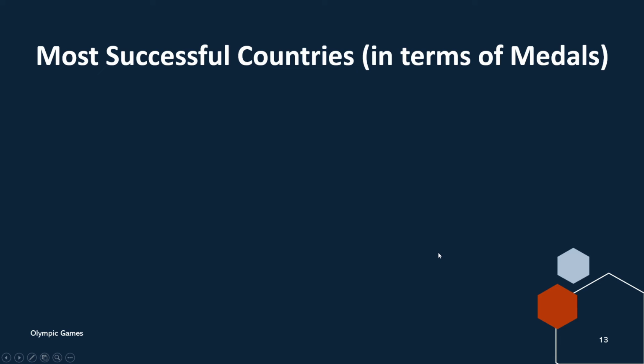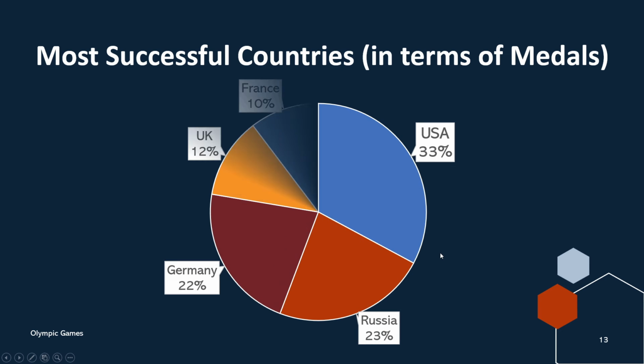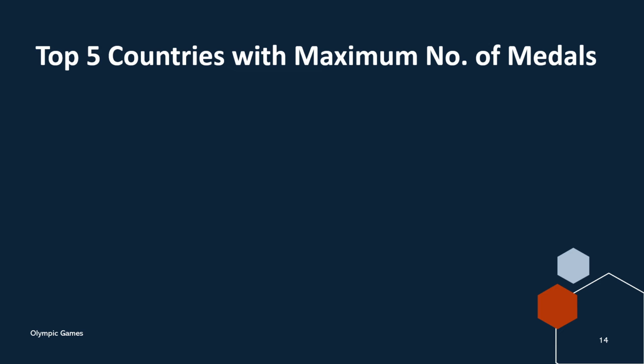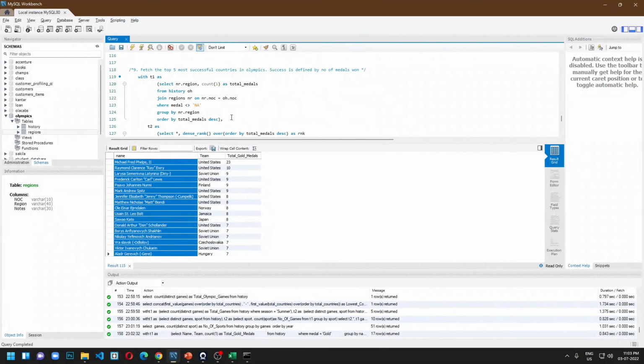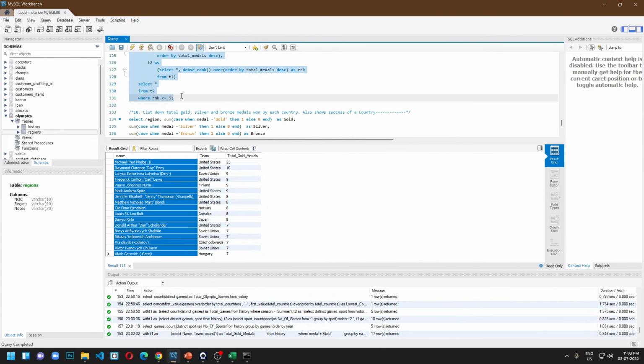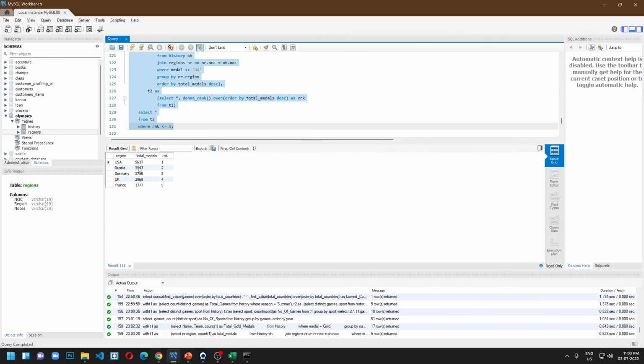Now coming on to the next slide, we have to find the most successful countries in terms of medals. Of course, the USA is number 1. Next is Russia, Germany, UK, and France. We can get this using the SQL query. Here it is. As you can see, USA got 5637, Russia 3947, Germany, UK, France.